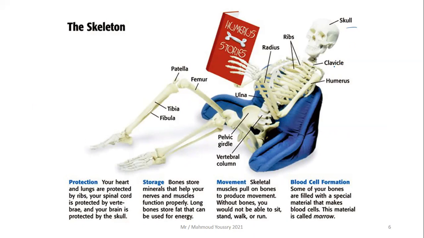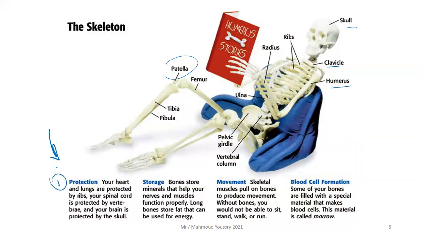We have the skull, the clavicle, the humerus and radius and ulna. These are for your arm. The ribs are for your rib cage. Also, we have the pelvic girdle and the vertebral column, which is the backbone. We have the tibia and fibula in the lower leg, and in the upper leg we have the femur, and in our knee we have the patella. This is very important. And these are the four main functions of the skeleton.